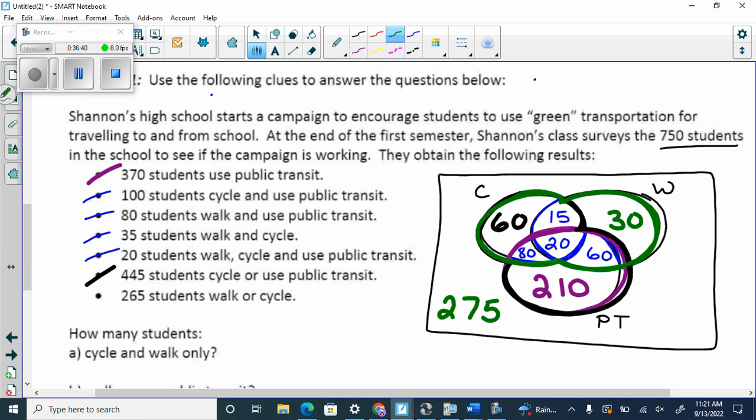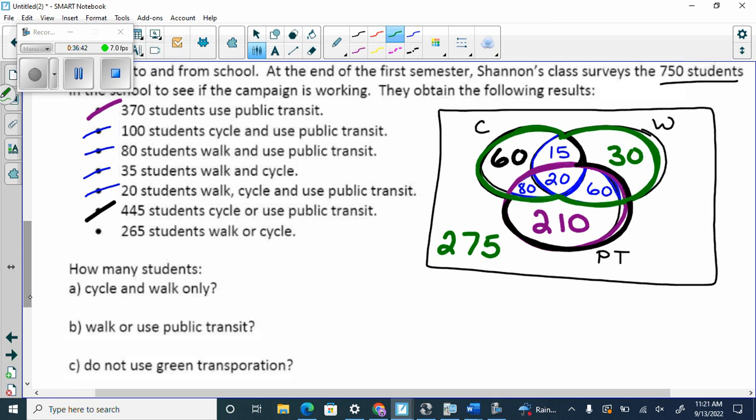So let's go through here and let's answer. Cycle and walk only. Only means I'm going to go to a little portion and just pull something off. Only means it's one little piece of all this puzzle, right? So I go to cycle and walk only. How much is it? 15. Walk or use public transit. That's a snowman, correct? So I go to the walk or use public transit snowman. And that's this. It's a lot to add up. 210, 310, 370, 415. Is that right? 415?